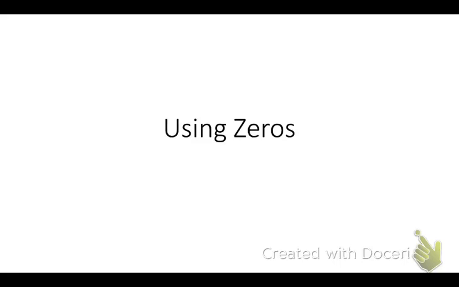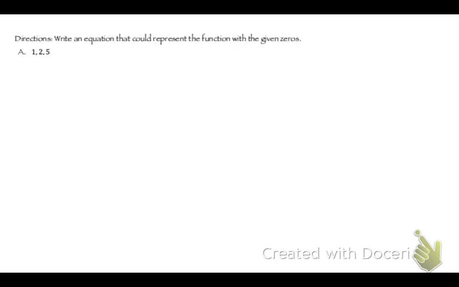Okay, using zeros. This is our final video for this chapter. Hooray! Okay, anyway, so we have to write an equation that could represent the function with the given zeros. So we have x equals 1, x equals 2, and x equals 5.